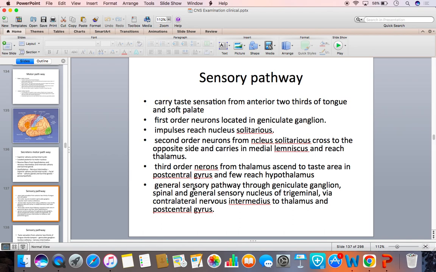Then for the general sensory pathway, the sensations carried from the area of the external auditory meatus and the pinna reach the pons from the geniculate ganglion to enter the trigeminal nucleus and reach the thalamus and the postcentral gyrus on the contralateral aspect of the cerebral hemisphere. So these are the sensory pathways of the facial nerve.